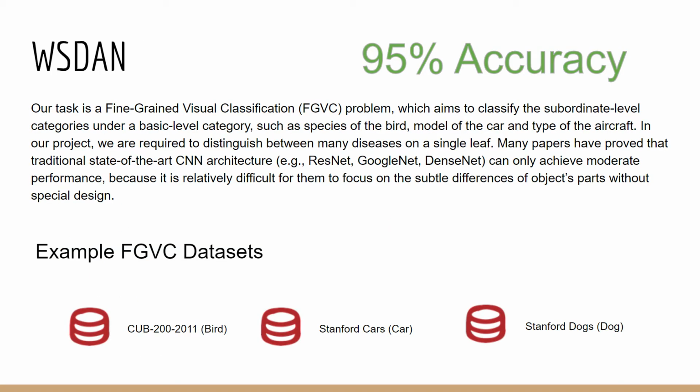Our task is a fine-grained visual classification (FGVC) problem, which aims to classify the subordinate level categories under a basic level category, such as species of the bird, model of the car and type of the aircraft. In our project, we are required to distinguish between many diseases on a single leaf. Many papers have proved that traditional state-of-the-art CNN architectures, e.g., ResNet, GoogleNet, DenseNet, can only achieve moderate performance because it is relatively difficult for them to focus on the subtle differences of object parts without special design.